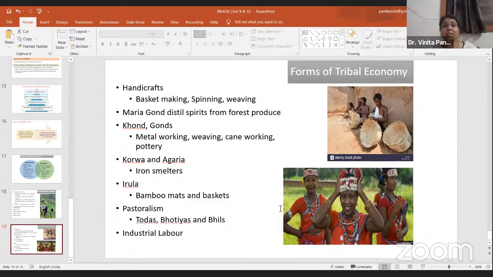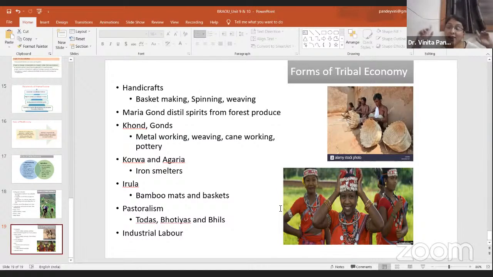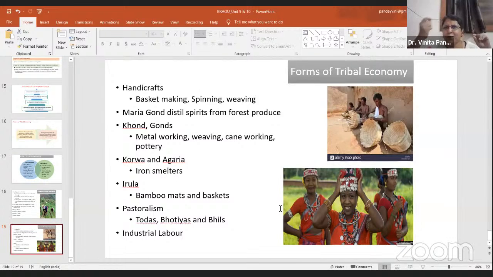Bamboo mats and baskets. Now we say chatai, and nowadays mostly plastic chatai comes. Chapa, what do you call a chapa mat in Telugu? Chapa. Okay, so earlier we used to have mats made of those bamboo sticks. They are so beautifully knitted. Nowadays, everything is made with plastic and fiber, but those beautiful designs in that chapa.